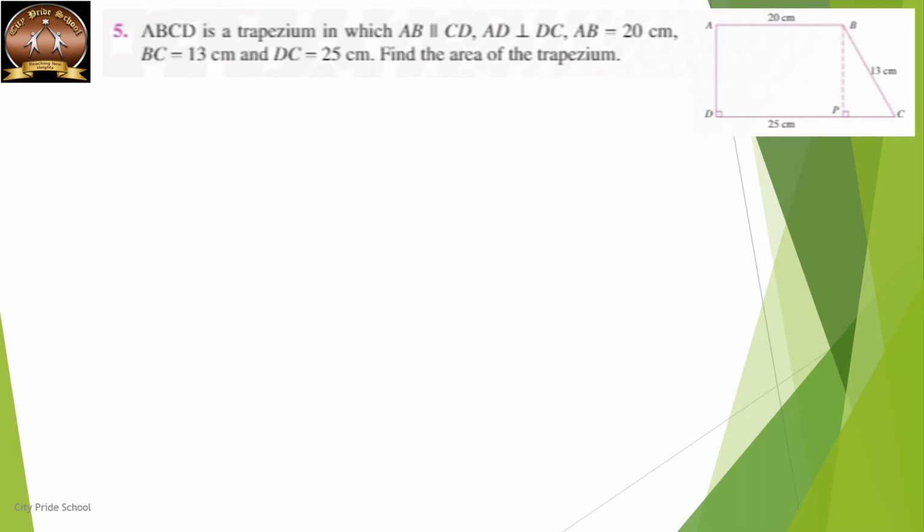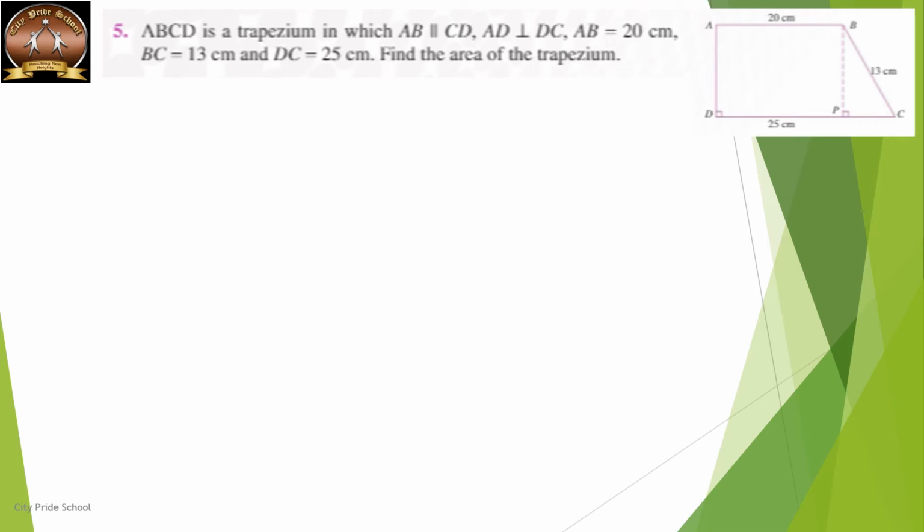Now that we have done some easy direct problems, let us look at this problem. Here ABCD is a trapezium in which AB is parallel to CD. So we have here AB is parallel to CD. AD is perpendicular to DC. So AD is 90 degrees with DC. AB is equal to 20 centimeter, BC is equal to 13 centimeter. So here the non-parallel side is 13 centimeter and DC is 25 centimeter. That is this one. Find the area of the trapezium.